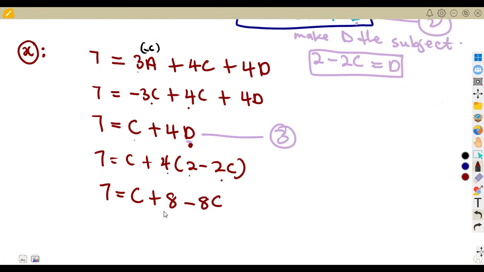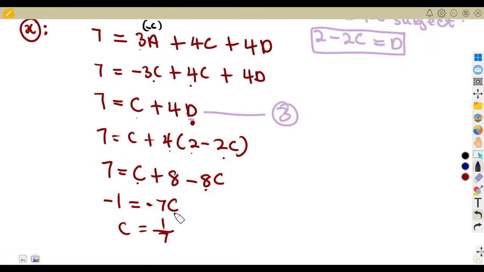All right, so that's it. Take this to the other side. It will be 7 minus 8. And 7 minus 8 is what? Minus 1 is equal to c minus 8c. That's a minus 7c. So divide by minus 7 on both sides. So c is going to be 1 over 7 as a positive. All right, so we are going to have our value of c as a positive in this case. So that's our c here.